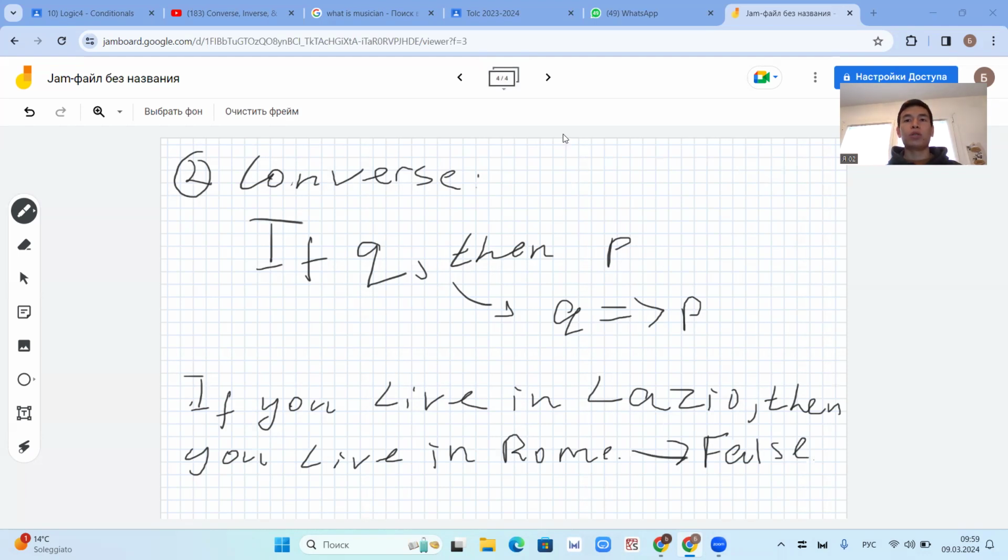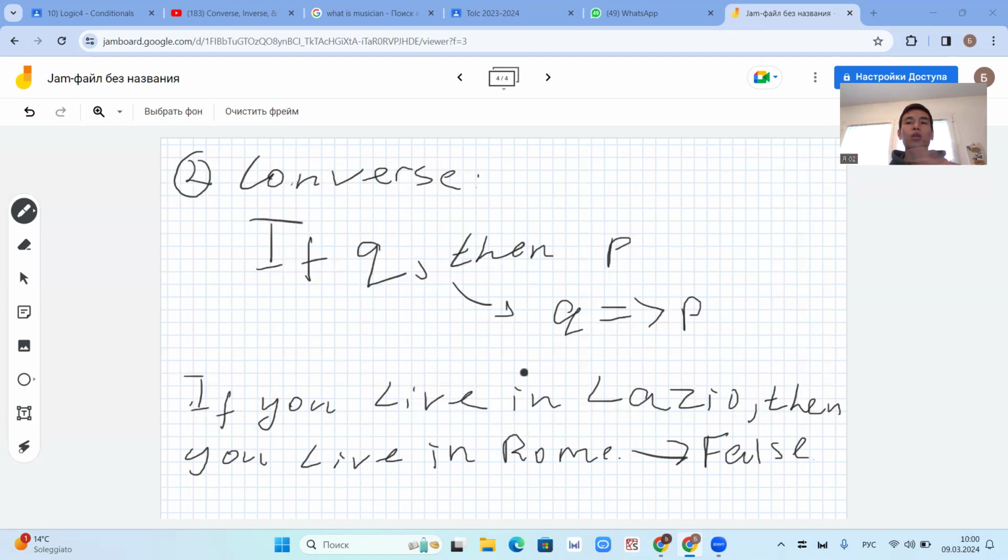Давайте попробую на русском еще раз объяснить. Если вы живете в Лацио, это предложение говорит: если вы живете в Лацио, then вы живете в Риме. Получается, если вы живете в Лацио, я могу делать conclusion, что вы живете в Риме. Но это неверно, потому что если вы живете в Лацио, вы можете жить и в другом городе. Не в Риме, например, в Кассино, либо в Анцио, либо в Ости. Получается, мы на 100% не уверены, что если вы живете в Лацио, то вы на 100% живете в Риме. Вы можете жить и в другом городе.